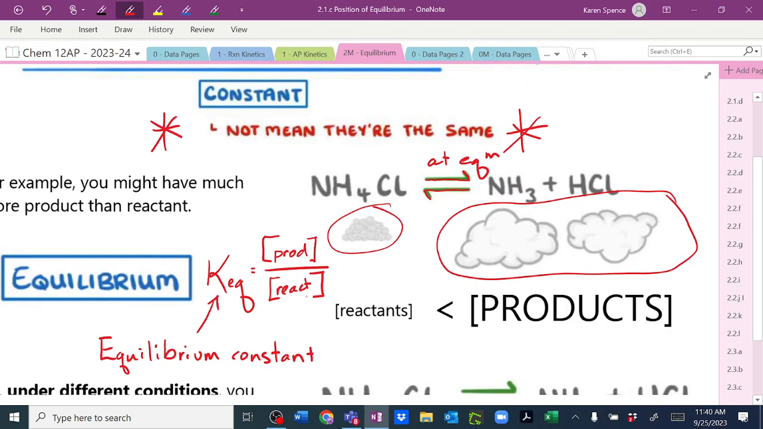So if I were to make the amount of products greater by, say, adding in some extra products, the system will actually shift so that the ratio goes back to what it was before. Does that make sense? Okay, so the ratio between products and reactants always stays the same unless we have a temperature change, but we'll talk about that later, okay?